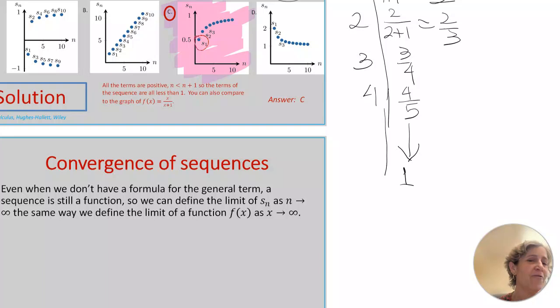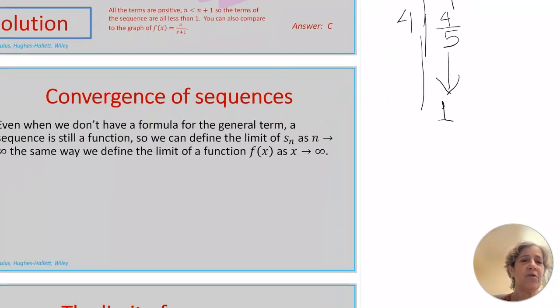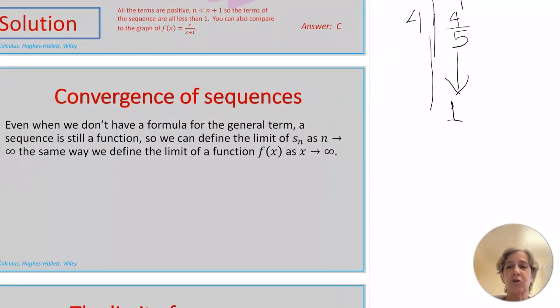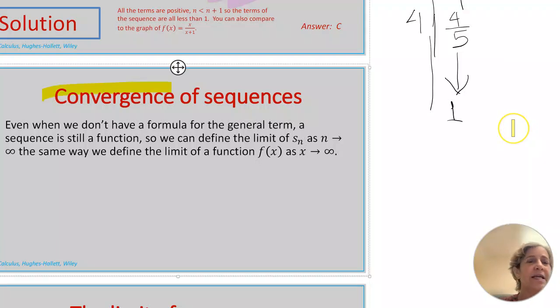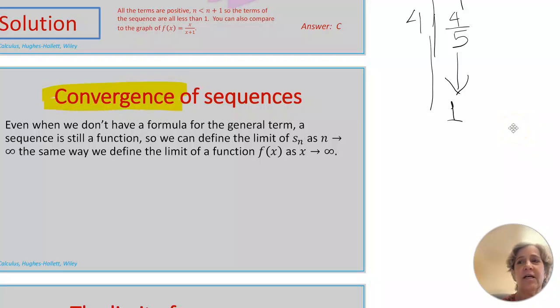So just like for functions, we have similar vocabulary. If the terms in my sequence, like the example we just looked at, are approaching a specific number, kind of like for our infinite integrals, we say that the sequence converges. That doesn't mean that the value of the sequence will ever be that. It means that all the terms keep approaching that.